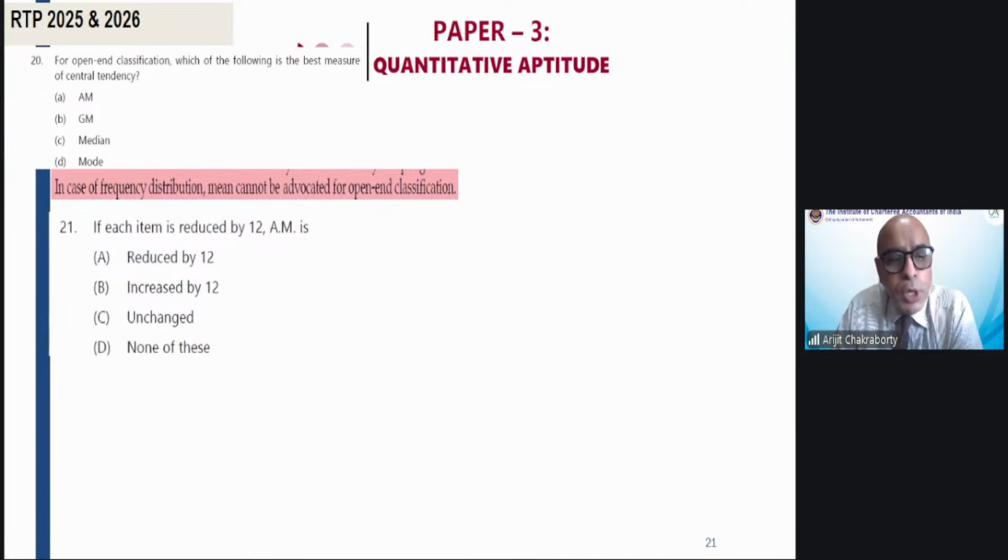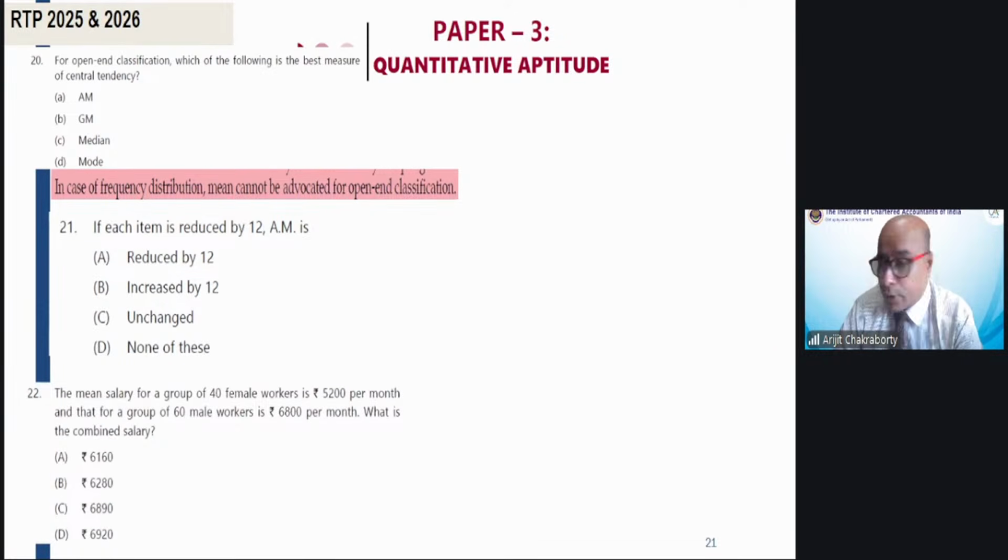Question 21, if each item is reduced by 12, what will happen to the arithmetic mean? Yes, we know arithmetic mean is affected due to a change of origin and also due to a change of scale. Here, each item is reduced by 12. That means we are shifting the origin by 12. So it is basically reducing it by 12. So the AM also will be reduced by 12. Same relation.